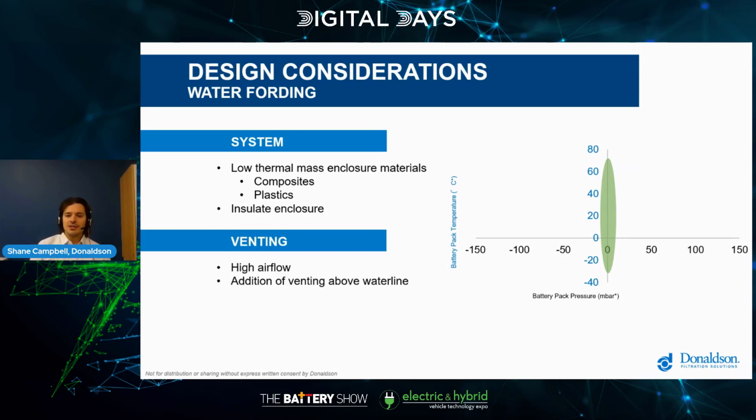From a venting perspective, you can help with this by having higher airflow, but also adding venting above the water fording line. If the vent is below the water fording line, yes, it will protect against the ingress of water, but it will not be able to breathe because it is fully submerged.